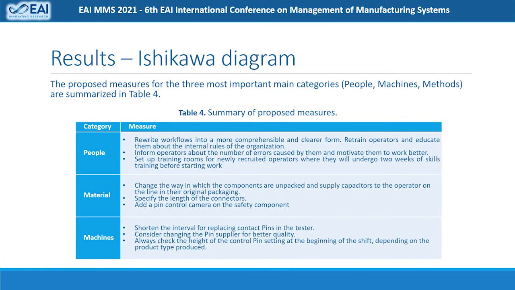The proposed measures for the 3 most important main categories, people, machines, and methods, are summarized in Table 4. In the people category, we proposed these measures. Firstly, rewrite workflows into a more comprehensible and clearer form. Retrain operators and educate them about the internal rules of the organization. The second measure, inform operators about the number of errors caused by them and motivate them to work better. Thirdly, set up training rooms for newly recruited operators, where they will undergo 2 weeks of skills training before starting work.